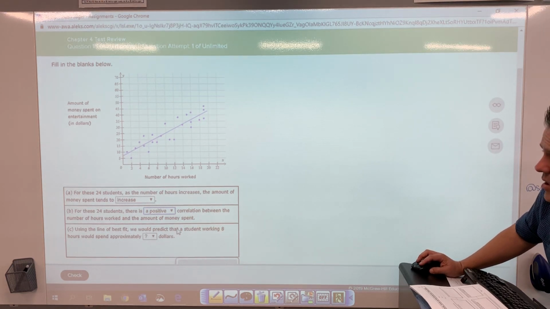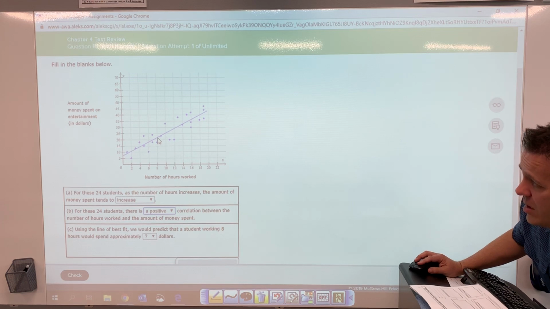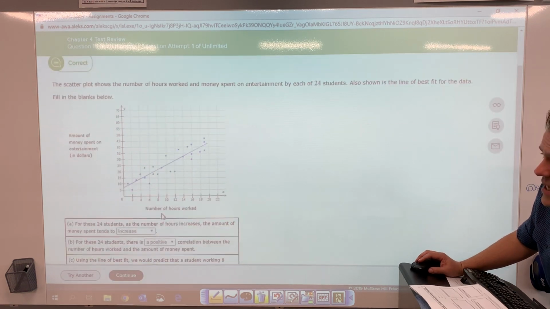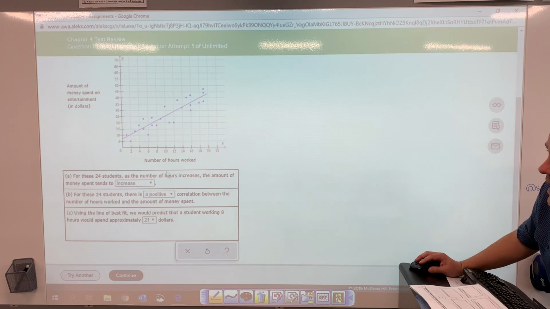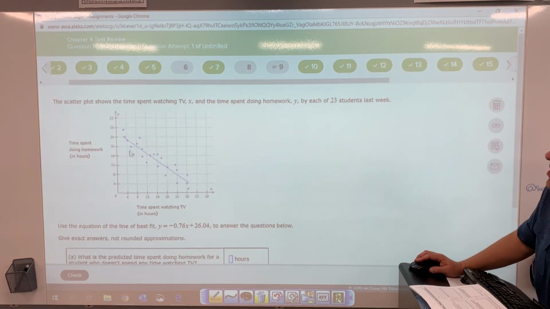Using the line of fit, we would predict that a student working 8 hours would spend how much money? So you want to use the line of fit. At the number 8, you'd scroll up and you'd use the actual line, not this point here, the actual line. The actual line looks like it's between 20 and 25, so that'd be like 22 and a half. Or I'll go 21. And let's see what it says. Correct. Okay, hopefully you guys understood that process. At 8, you'd scroll up and you'd see what's offered to you and you would pick it.